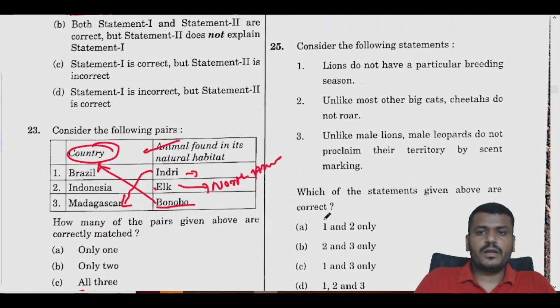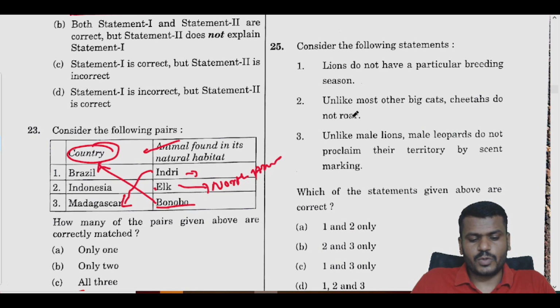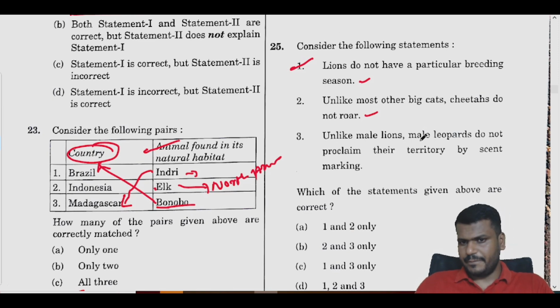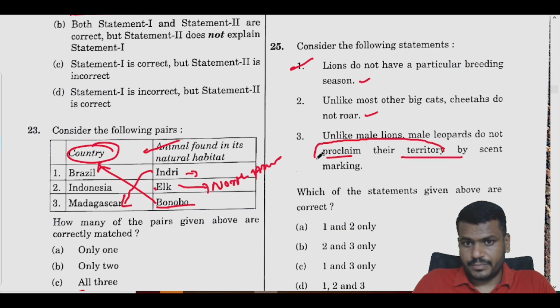Next, consider the following statements. 25th question. Lions do not have a particular breeding season. Definitely, lions do not have any particular breeding season. That is a right statement. Unlike most other big cats, cheetahs do not roar. Yes, that is also correct. Unlike male lions, male leopards do not proclaim their territory. No, actually they proclaim the territory.